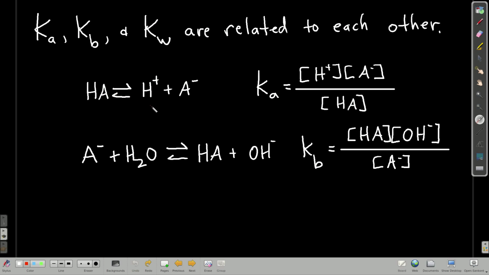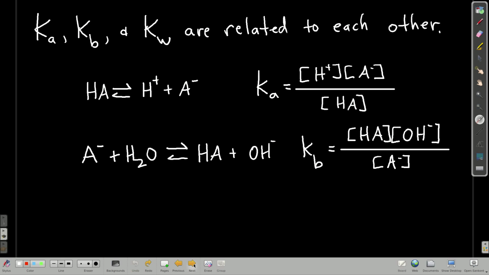So this is a generic equilibrium reaction for a weak acid. Ka looks like this. And okay, now I'm going to use the conjugate base of this acid, which is A minus. It, acting as a base in water, would just be accepting a proton from water to make the conjugate acid and hydroxide. Kb for that looks like this.